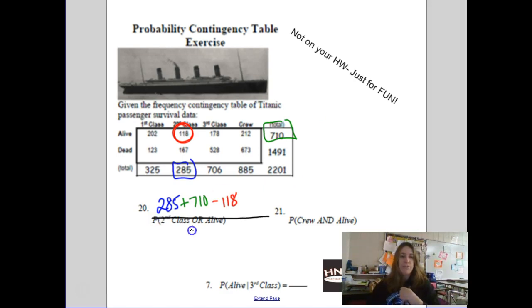I don't have a calculator on me right now, but if I were to add these, subtract 118, and then put it over 2201, that would be another way to find the or probability on a contingency table. The other option was to just add up your second class people, and then add up the alive people that you haven't already included. So these 2 plus these 3, and you would have got this same numerator number. So the idea is, are you going to do the subtracting on your own, or are you going to use the formula to subtract? It doesn't matter, whatever is more effective for you.